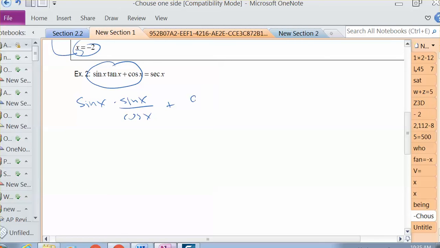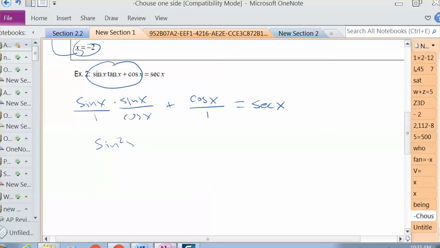Cosine is just itself, but I'm going to write it as cosine x over 1. You'll see why in a sec. And of course you have secant x. Sine x by itself, I'm also going to write as sine x over 1. Now the reason why I wrote sine x as sine x over 1 and cosine x as cosine x over 1, first of all, anything divided by 1 is itself, but also we're going to use a little fraction arithmetic here.